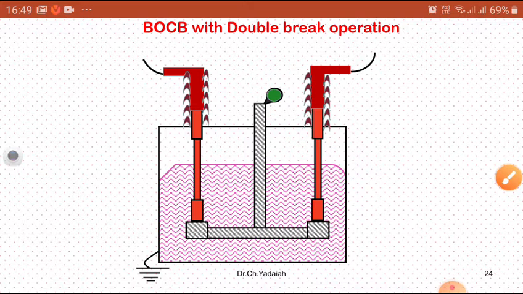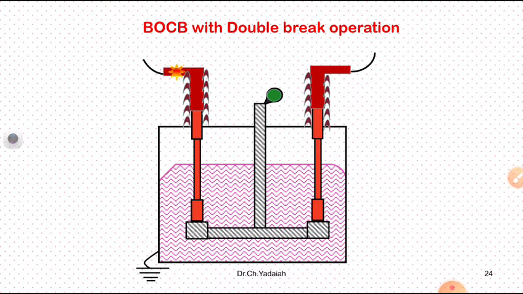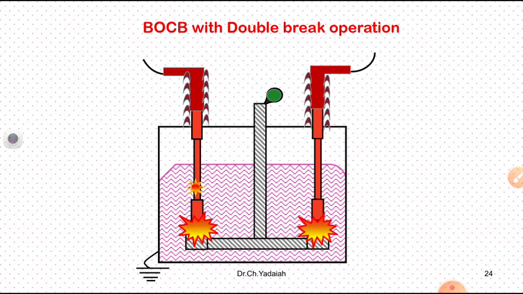You can see the animation here. What is happening under normal condition? The current coming inside goes outside. The two conductors are in contact with each other at both places. Now I am going to create a fault on that side. Then the breaker is opened, it comes down, and the current is stopped.